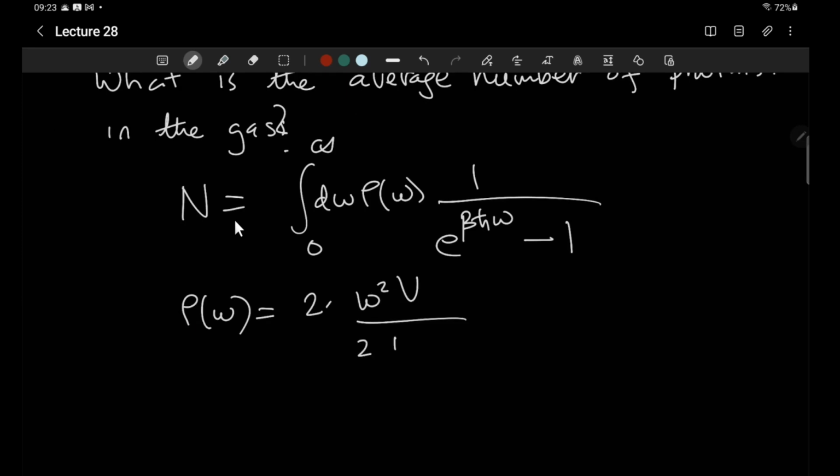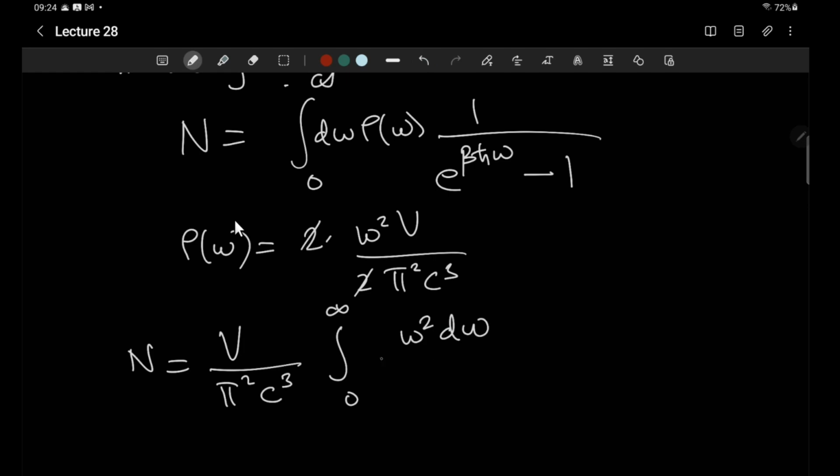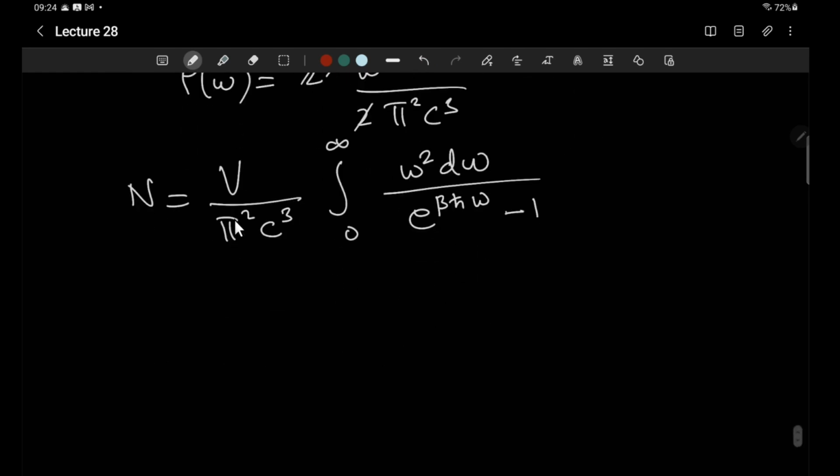It has c cubed, right? So the 2's cancel. This is what we have, and we can just plug that in and write it out. We can pull out various terms: V by pi squared c cubed, and we get the integral from 0 to omega infinity d omega. This is what we get.